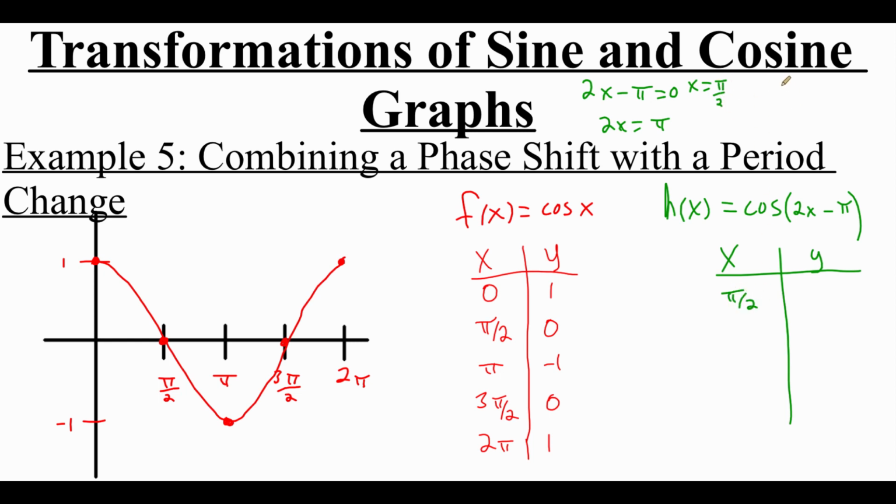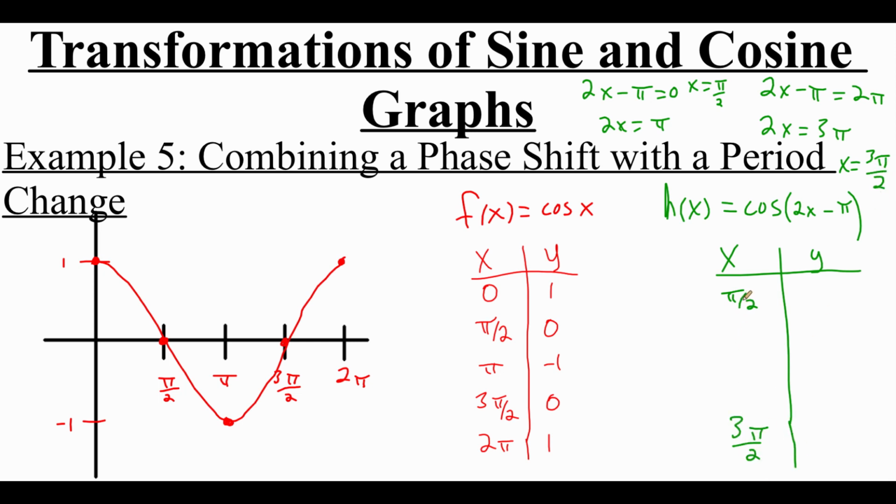Now if I find my ending point, I'm going to take the stuff inside of the parentheses, so 2x minus pi, and I have to set that equal to 2 pi. Now if I add the pi over to the right hand side, I get 2x equals 3 pi, and if I divide by the 2, my graph is going to end at 3 pi over 2.